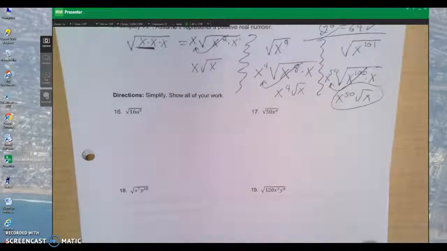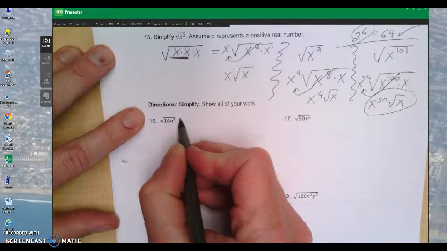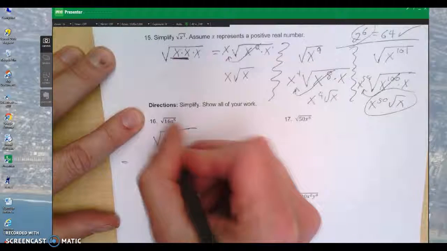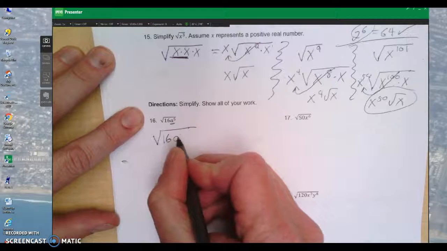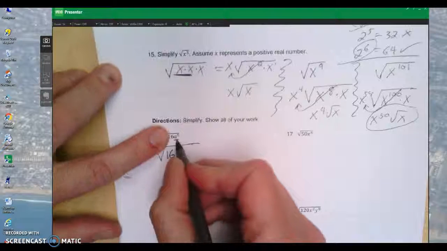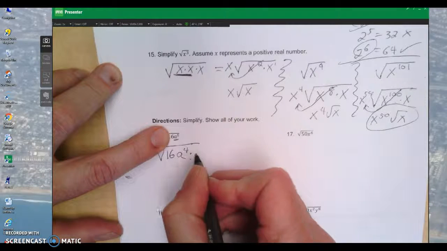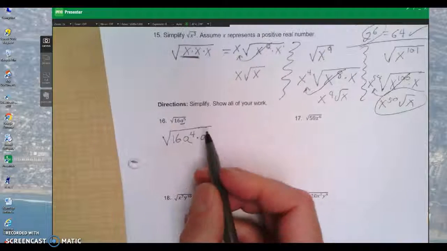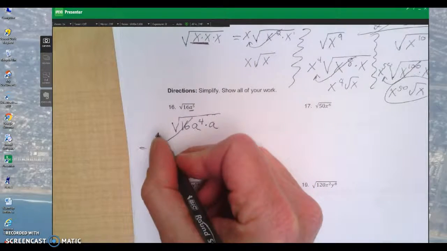Last three examples. Here we go. 16 is a perfect square. A to the 5th is not a perfect square. So what you're going to do is do what we just did here. Instead of a times a times a times a 5 times, how about if I just do a to the 4th times the 5th one here, which is the same as a to the 5th. So now, guess what? Perfect square, take the square root.